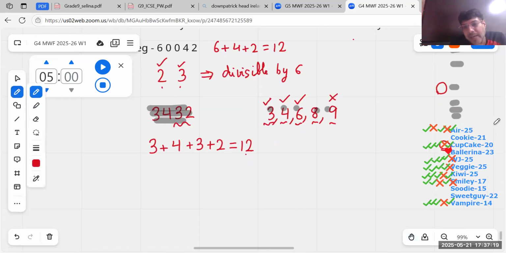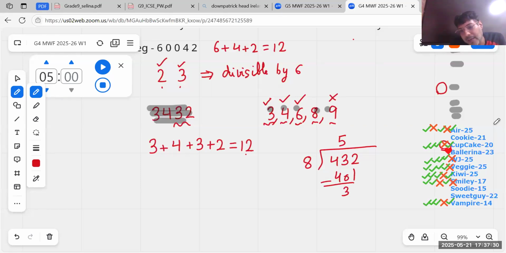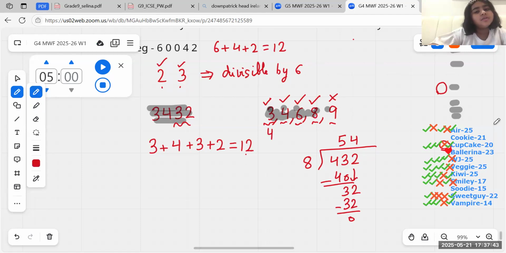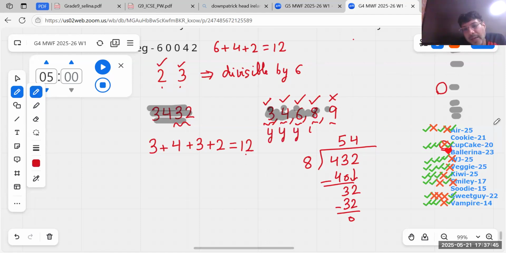Now for 8, I have to divide and check. I will divide the last 3 digits to check. 8 5s are 40 and the remainder will be 3 and 2 will fall down. 8 4s are 32. So this number is divisible by 8 also. So my answer would be 3, 4, 6 and 8, so the answer will be yes, yes, and no.